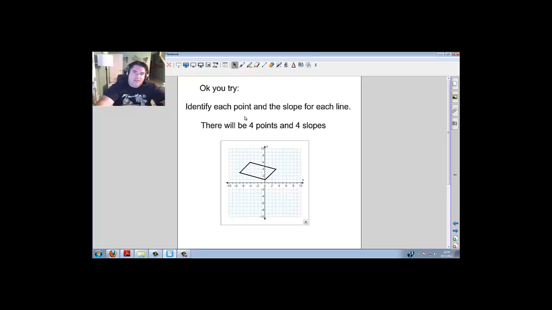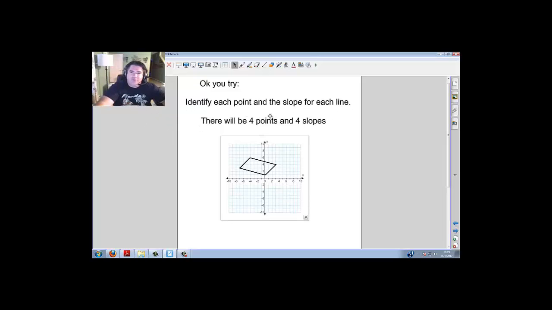Okay, you try. Identify each point and the slope for each line. There will be 4 points and 4 slopes. So, let's go ahead and identify.